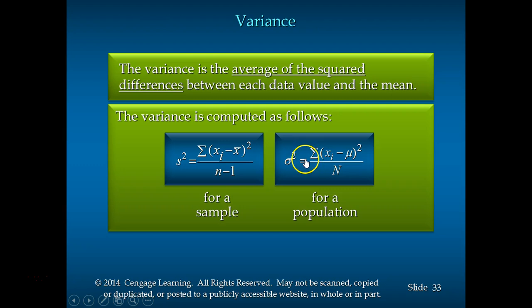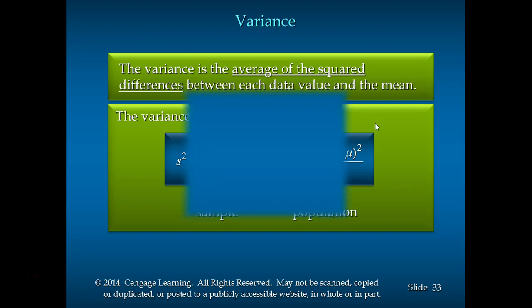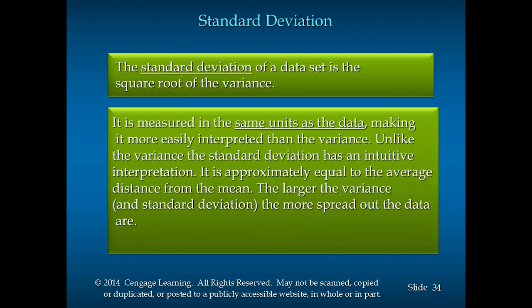Okay, this is for the sample. Don't worry about the population one, okay, everybody? I'm going to ask you only for the sample. The standard deviation of a data set is the square root of the variance.